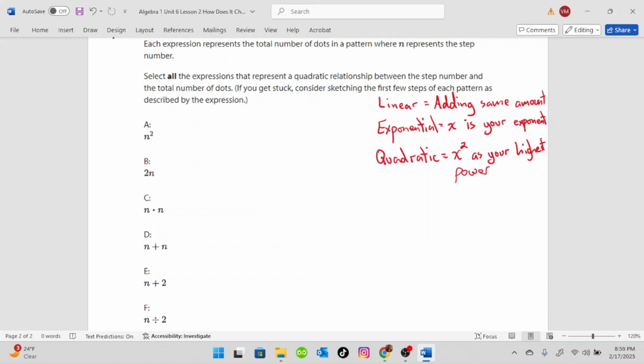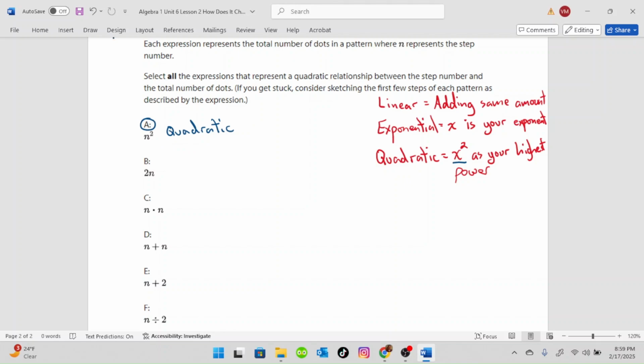So let's look at choice A. We have n squared, so this is going to match having the input squared as our highest power. So A is going to be quadratic, and that's what we're looking for.